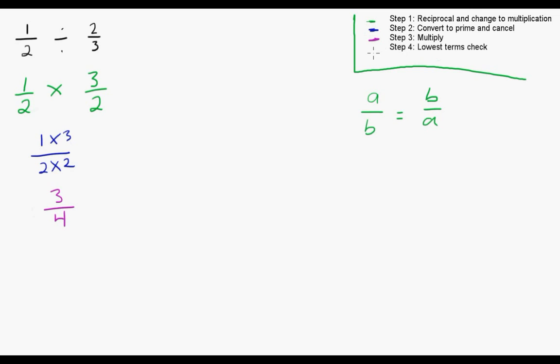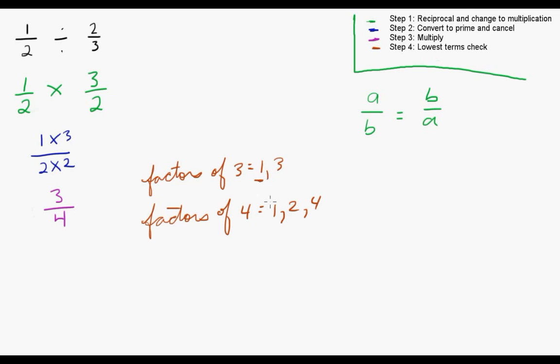Moving on to our last step, checking to ensure we're in lowest terms. We're going to take the factors of 3, which are 1 and 3, and the factors of 4, which are 1, 2, and 4. We only have 1 in common. Dividing by 1 is not going to do anything to our fraction, so we can state that 3 over 4 is in lowest terms.